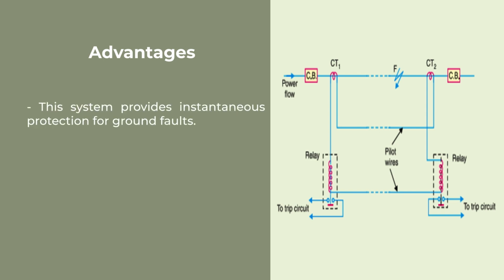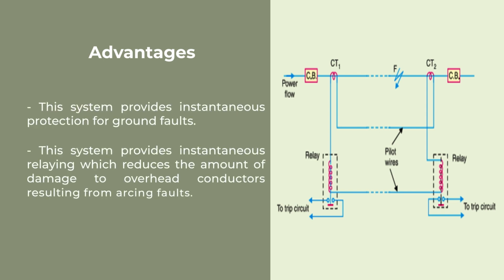This system provides instantaneous protection for ground faults. This decreases the possibility of these faults involving other phases. This system provides instantaneous relaying, which reduces the amount of damage to overhead conductors resulting from arcing faults. So, these are the advantages of Merz-Price protection, but it has limitations also.